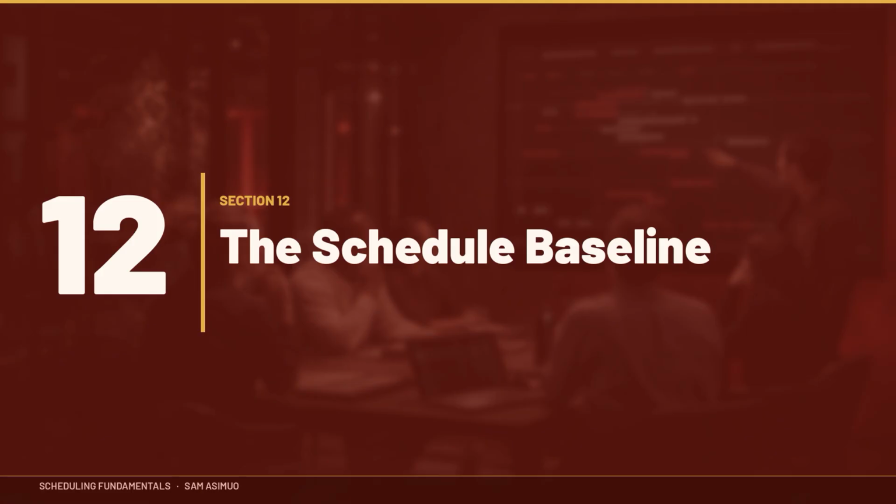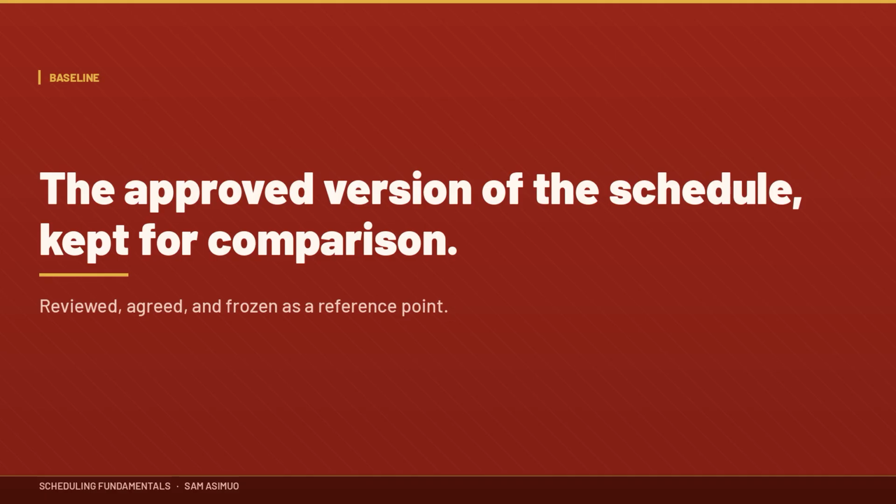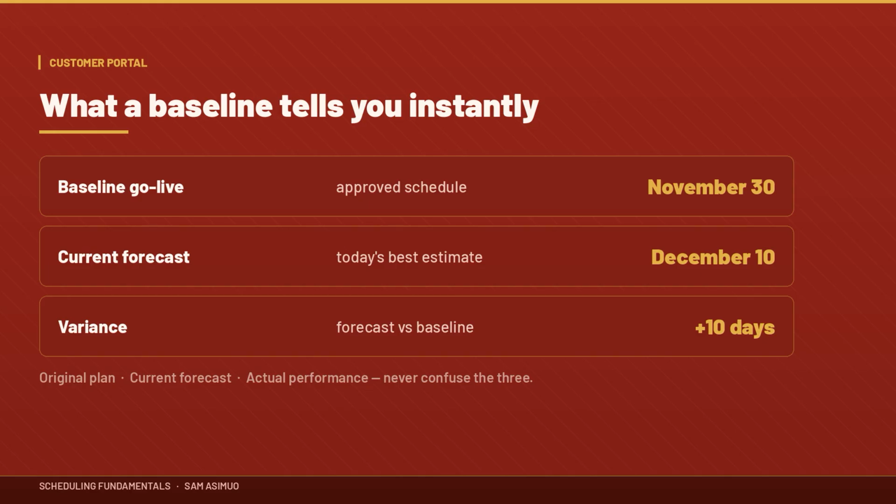Section 12. The schedule baseline. Eventually, the schedule is reviewed and approved. At that point, we establish the schedule baseline. Think of the baseline as the approved version of the schedule that we use for performance comparison. For example, baseline go live, November the 30th, current forecast, December the 10th. Now I know we're forecasting approximately 10 days later than the approved schedule.